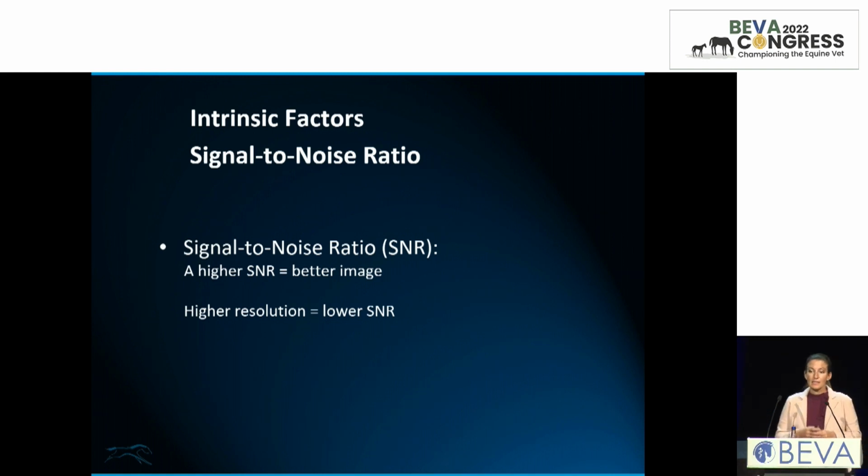The greater the size of the voxels, the more signal there is per point in the image. So this is improving the signal to noise ratio. However, as we've just discussed a few slides before, a greater voxel means that each point in the image is larger and therefore the resolution is lower. But higher resolution means lower signal to noise, assuming that all other factors remain equal.